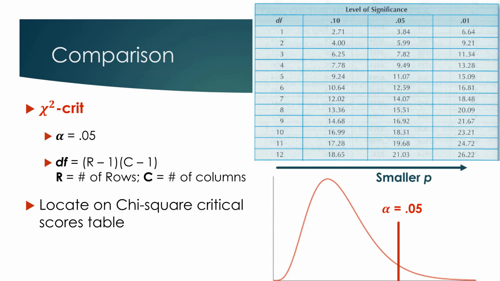So you've got to think of it in tabular form, like a table. How many rows in the table do you have? How many columns do you have? You take the number of those minus 1 and multiply them together. That gets your degrees of freedom, and then you find your significance level.